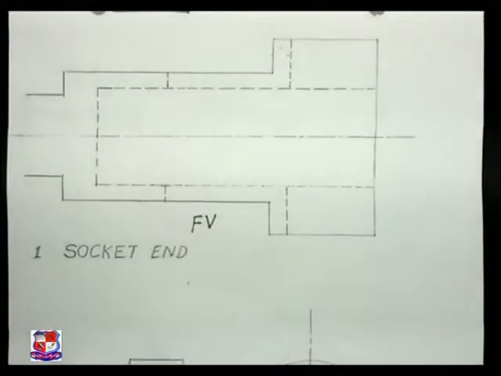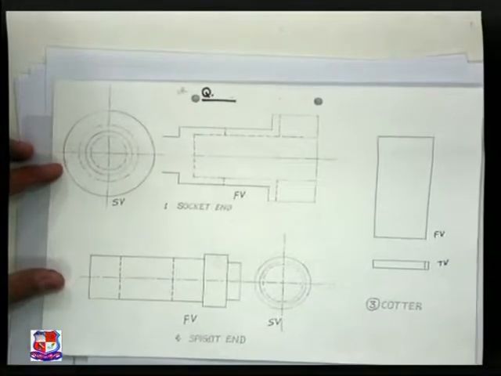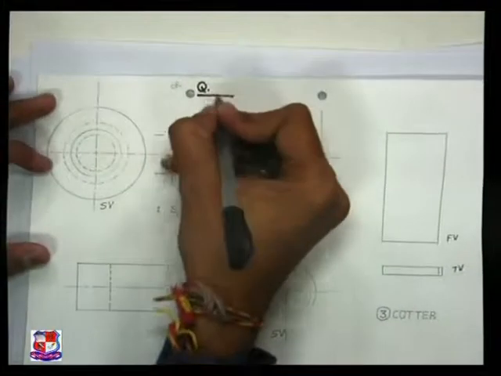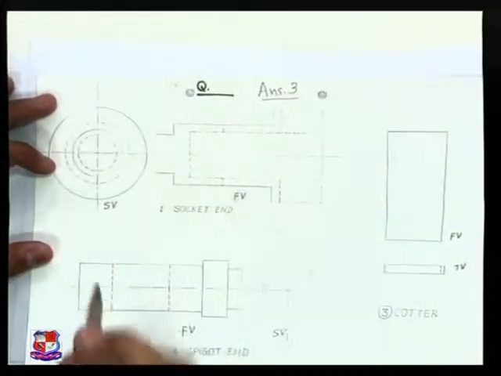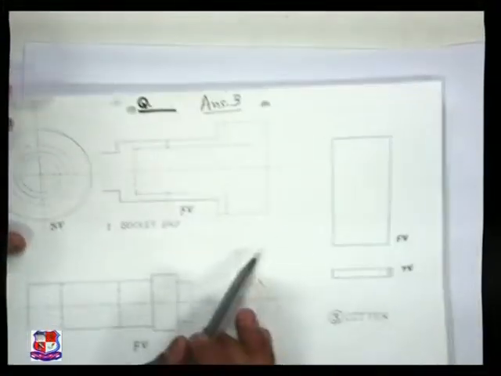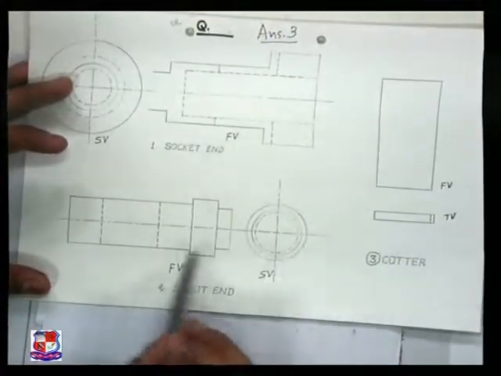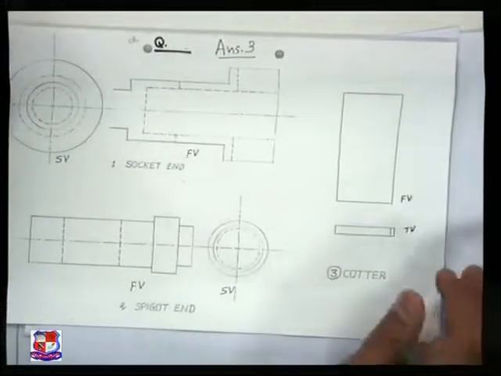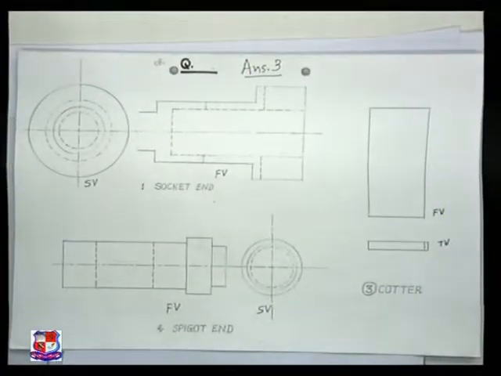Three ends are there. It's question number 3. You can write here answer number 3 like this, and this is front view of socket end. This is front view and side view of socket end. This is front view and side view of spigot end, and for cotter these are two views, front view and top view. This we solved earlier, so this is just the solution. You can refer to this. Next question.